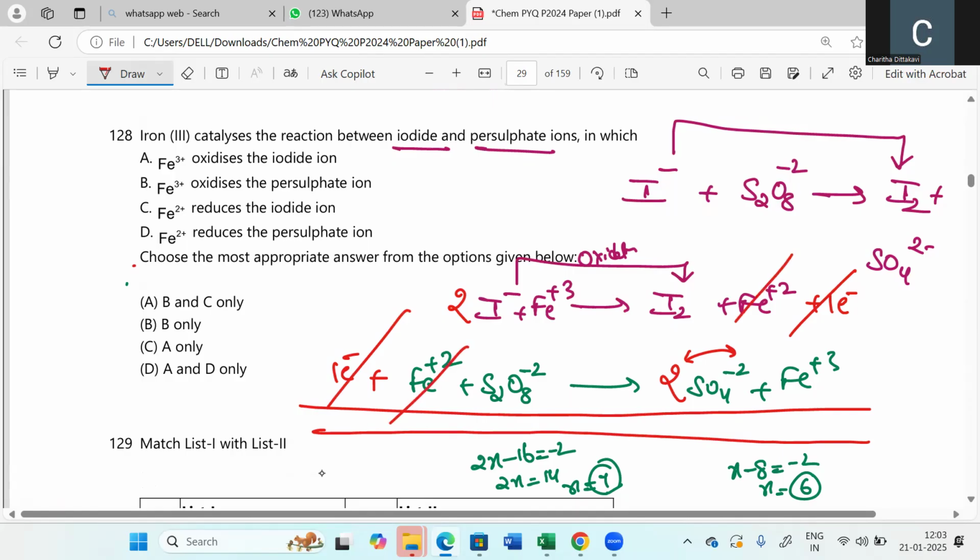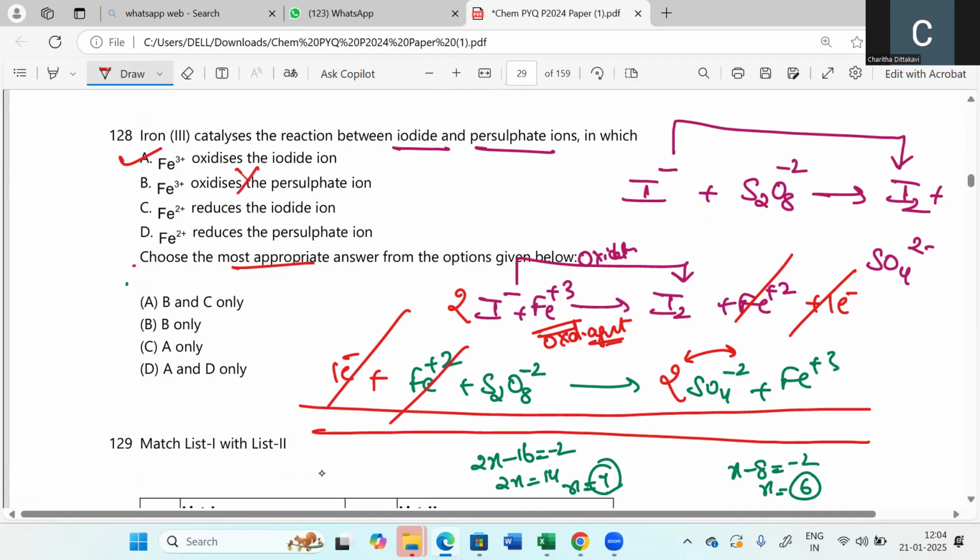Fe+2 can be cancelled. Now when I add these two things, Fe+3 is turning into Fe+2, here Fe+3 and Fe+3 also will go off, right? So Fe+3, I can say it oxidizes I minus to I2, right? Because oxidation is happening, so Fe+3 is my oxidizing agent. Okay, Fe+3 oxidizes the iodide ion to iodine. Yes, and what is asked of us? Catalyst, choose the most appropriate answer for this. Okay, so A is definitely right.